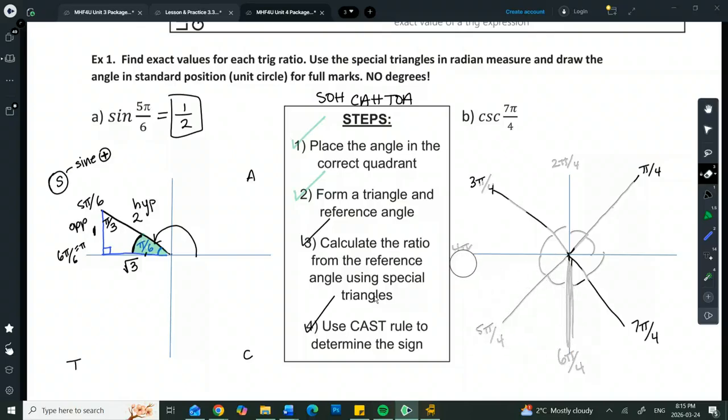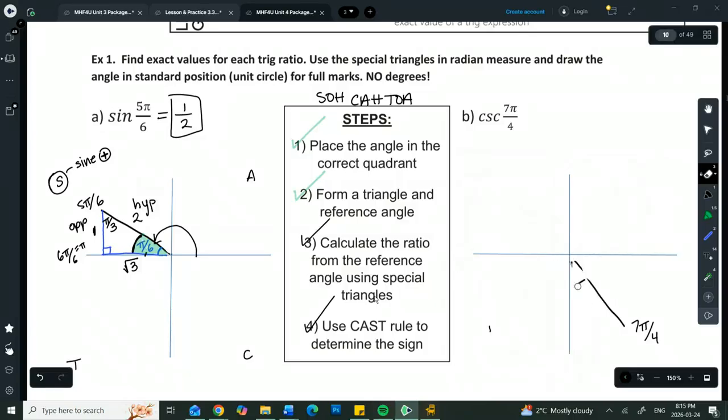And as you get more familiar with where to place all of these values, you don't, of course, have to do that. But if you can kind of get to know where each of them are placed, that will help you to go really fast in these questions. Okay, so we place the angle. We're going to go to step 2, form a triangle, and figure out the reference angle.